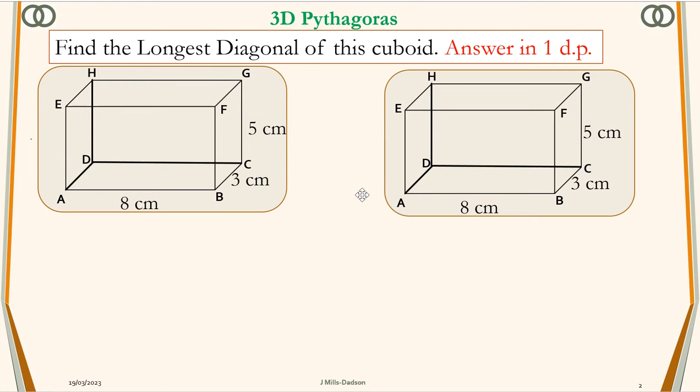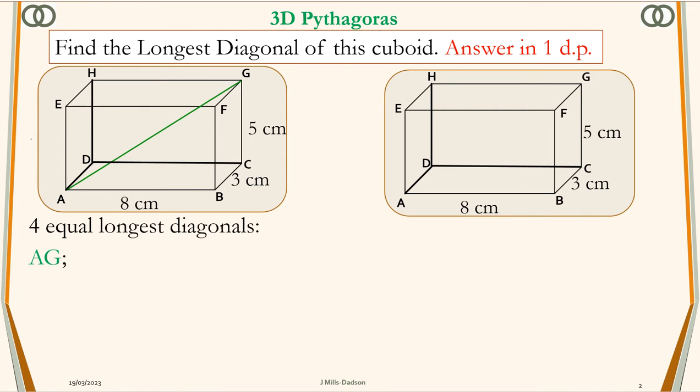Hello, welcome back. In today's lesson, we'll be talking about Pythagoras in 3 dimensions. So over here, we are supposed to work out the longest diagonal of this cuboid. We must first know how to identify the longest diagonal.